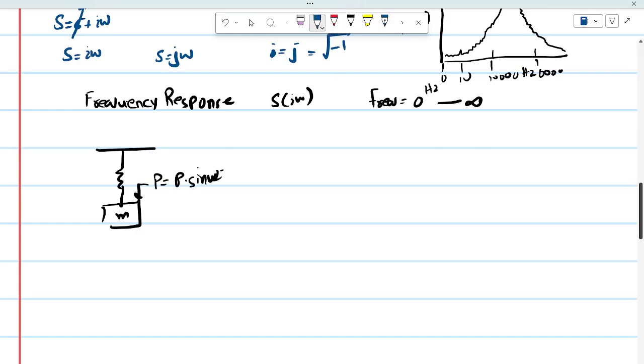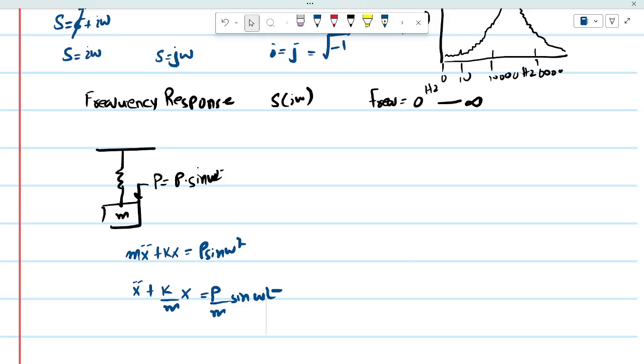If you try to derive its equation of motion, there is no damping, so it becomes m x double dot plus k x equals P sine omega t. Divide by m so that we don't have any constant with the highest derivative, so it becomes x double dot plus k over m x equals P over m sine of omega t.